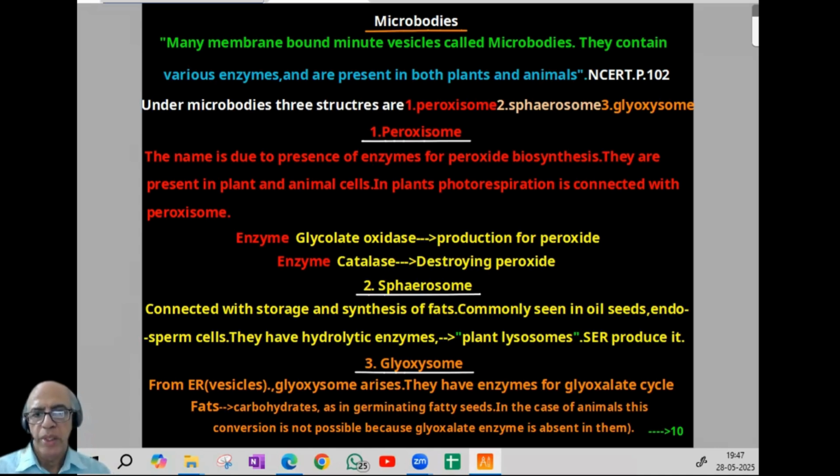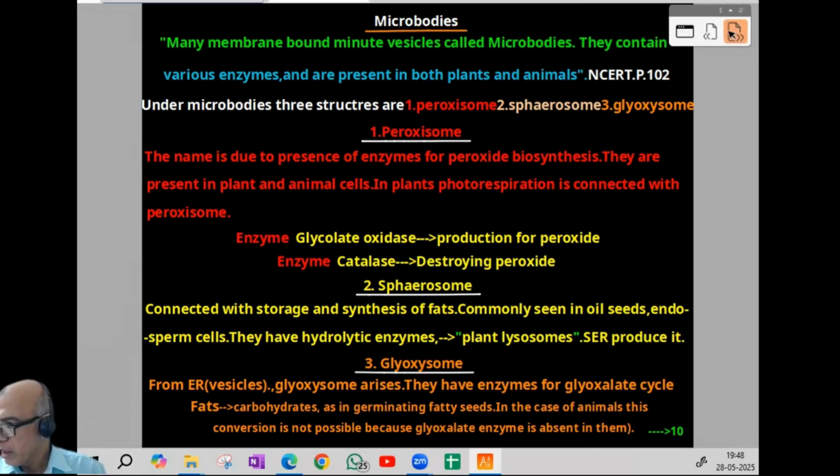Then sphaerosome, connected with the storage and synthesis of fat, where we can find it in oil seed endosperm cells, with lipolytic enzymes, often called plant lysosome. Scientists believe SER is producing sphaerosome. Then glyoxysome, connected with endoplasmic reticulum vesicles. Then enzymes for the glyoxylate cycle, fat to carbohydrate conversion, as in germinating fatty seeds. In animal cells conversion is not possible because glyoxylate enzymes are absent in them.